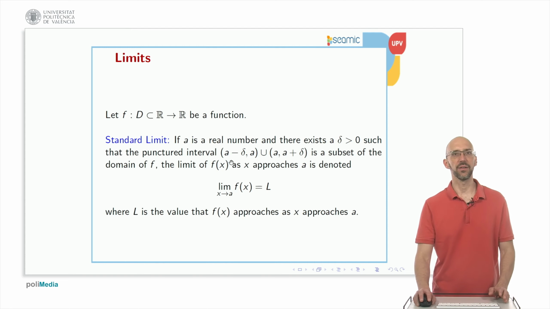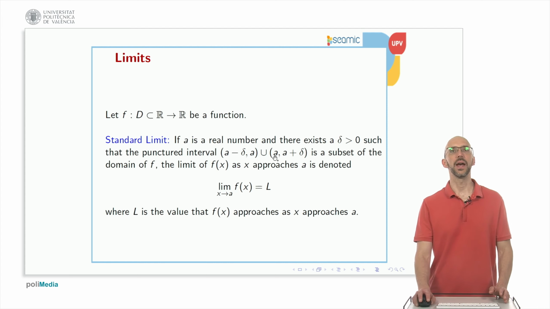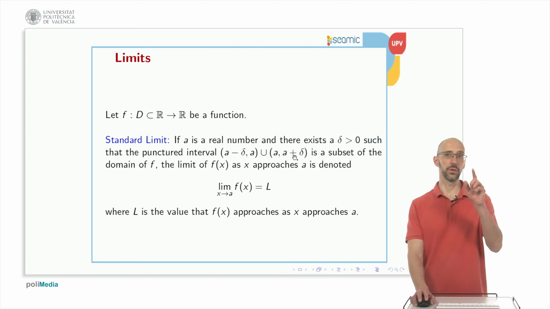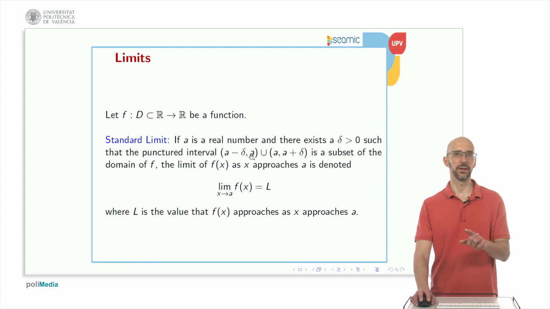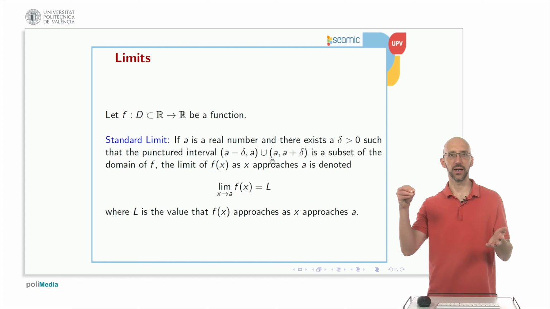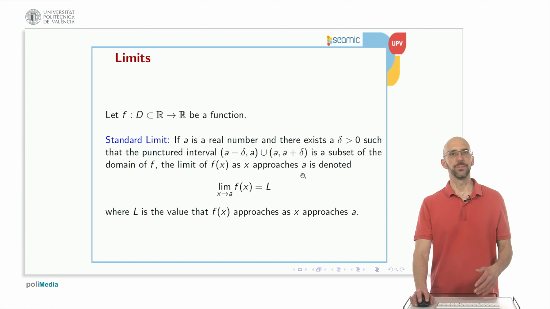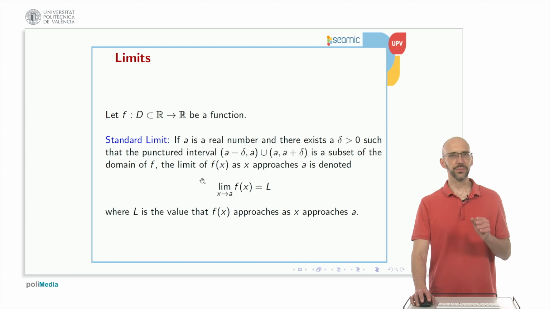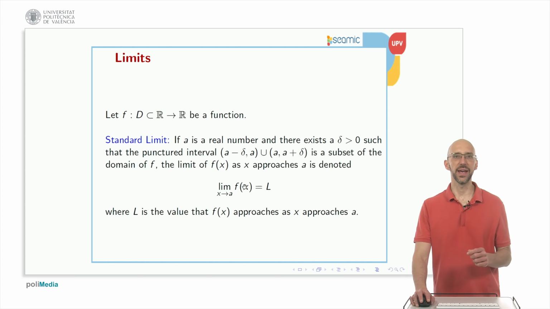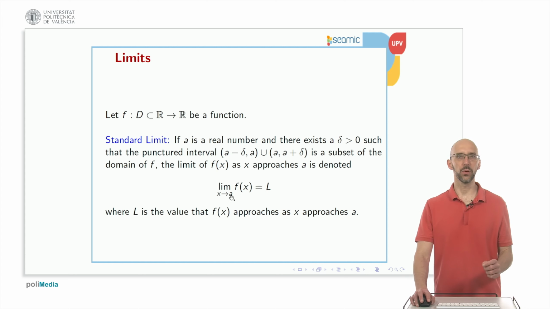As you can see, you have here A minus delta, A plus delta, but A cannot be in the interval. A has been taken out from the interval. So this is important, okay? And so we are going to consider this subset. Then the limit of the function f(x) when x approaches A is going to be L, and is denoted like this when x is moved between these two intervals.